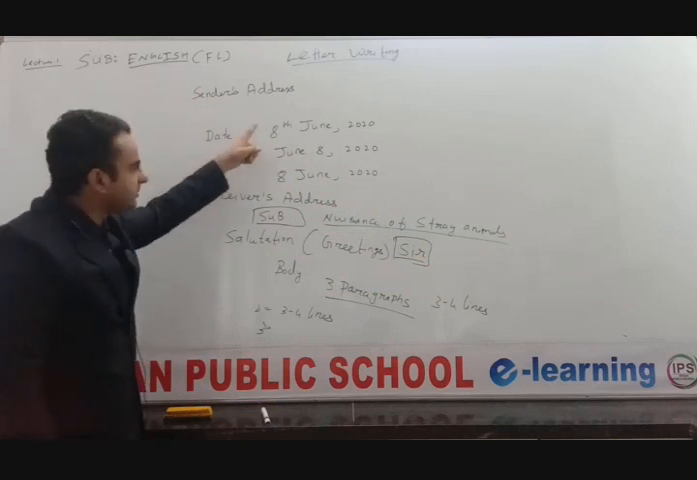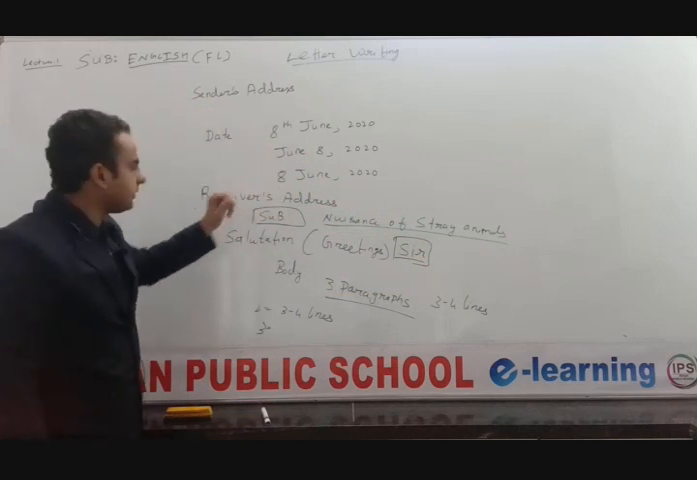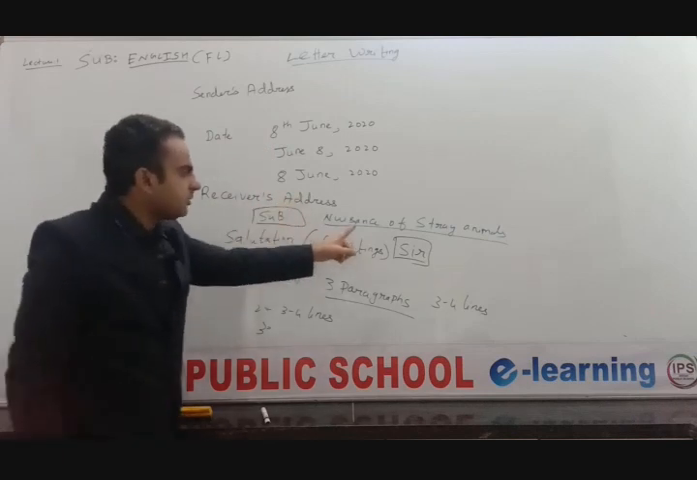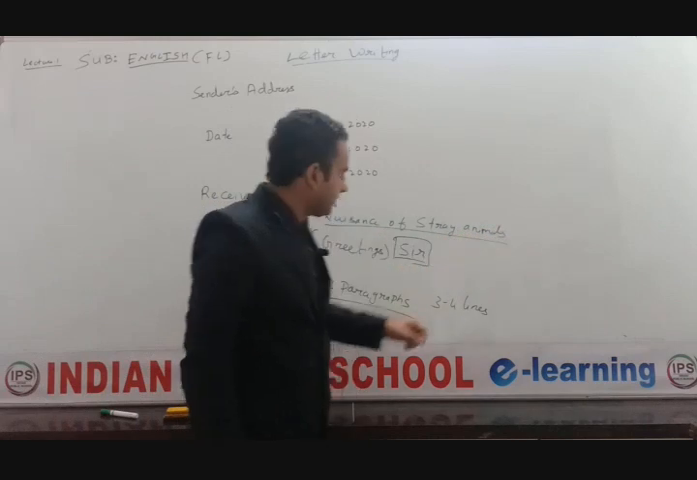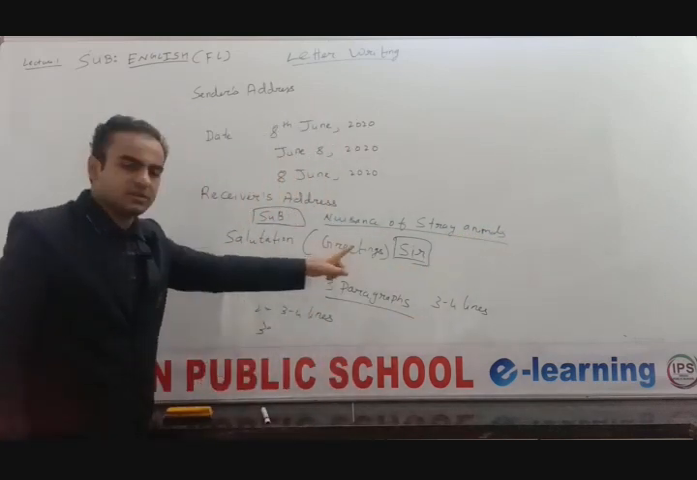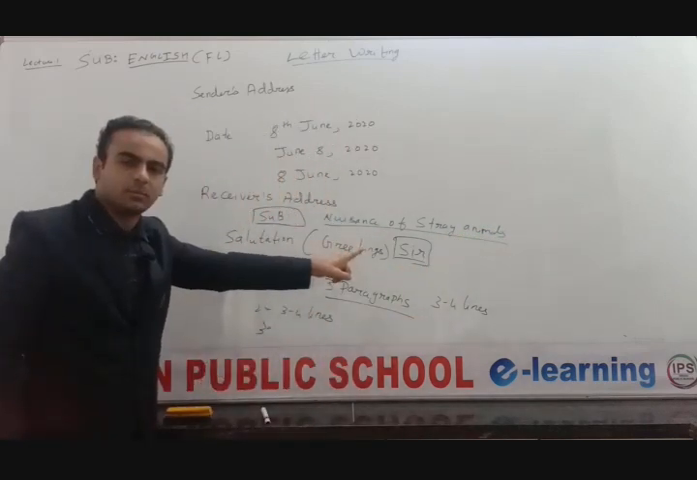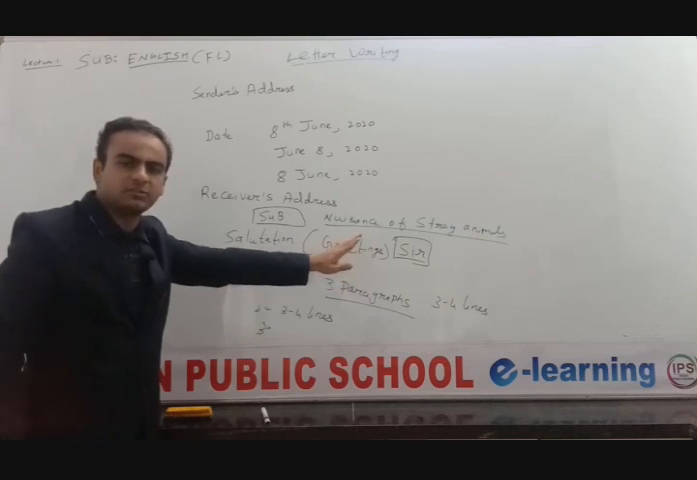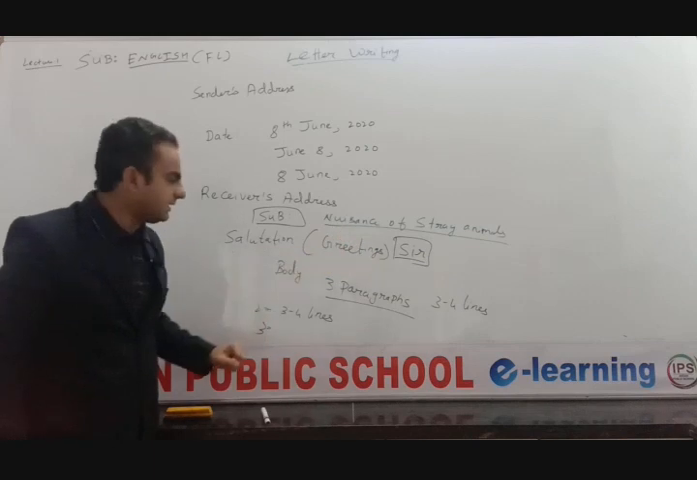Sender's address, it means your address. Date, 3 formats are there. Choose any one. Receiver's address, it means to whom you are writing. Subject, nuisance of stray animals. Then comes your salutation: dear sir, sir, madam, respected sir. Do not use any personal pronouns, like my dear sir, no. It is not an informal letter.